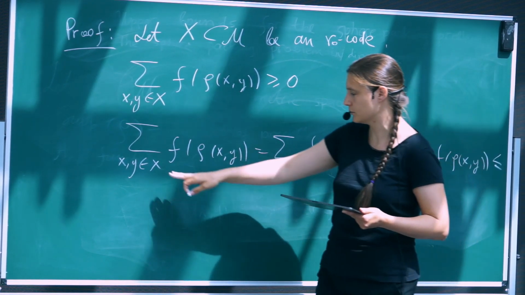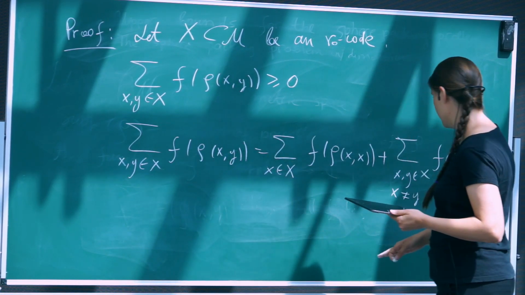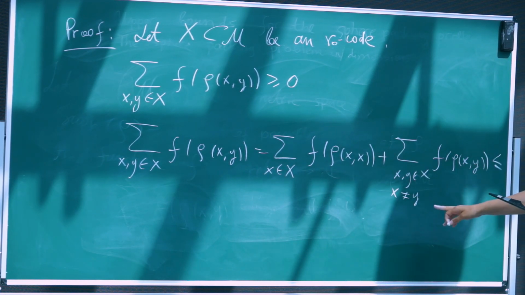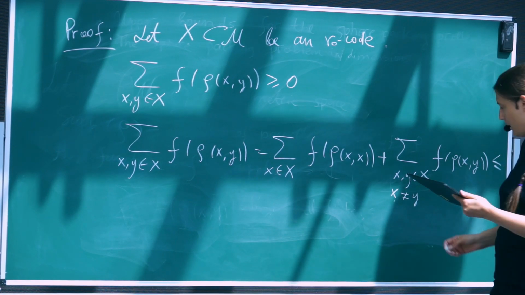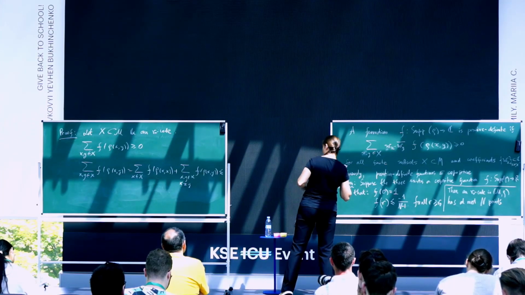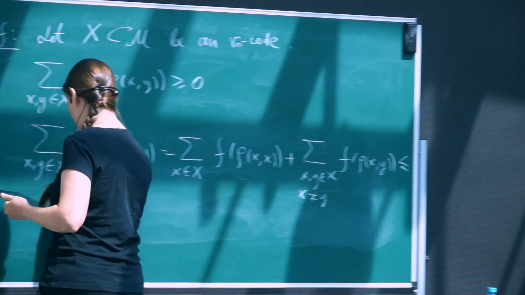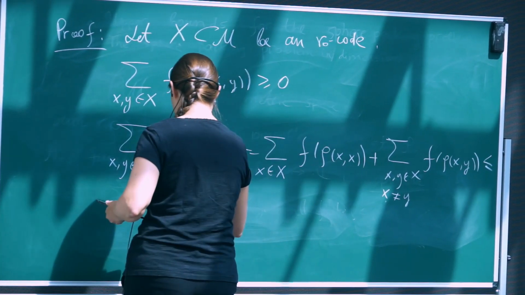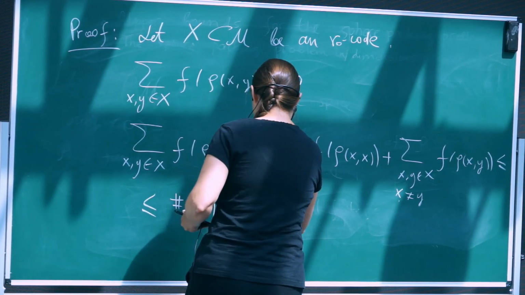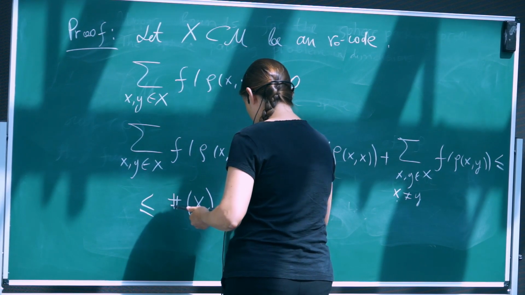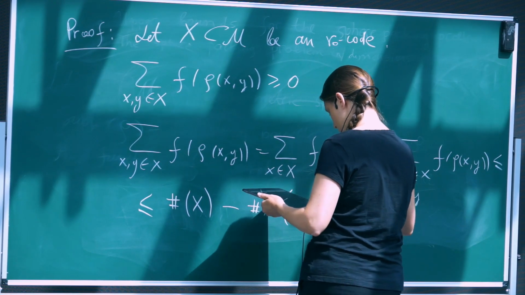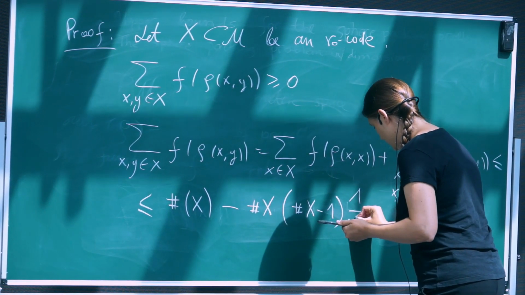So here we're summing over all pairs. First we sum over the diagonal pairs, and then over pairs where the two points are distinct. Now we take into account the first two assumptions we have made on function f, and we know that this term is just equal to the cardinality of X, and this term is bounded by the following number: the cardinality of X times the cardinality of X minus 1, times 1 over n minus 1.